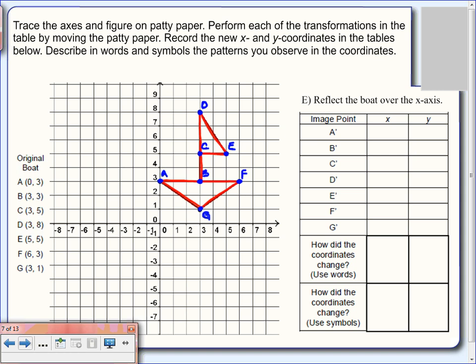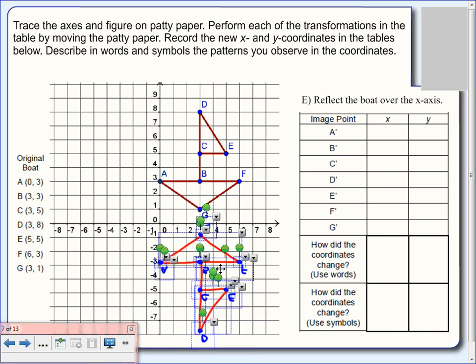Next one, E. E says for us to reflect the boat over the X-axis. So again, get your little sheet of paper, place it right over the boat. But this says reflection from geometry. What's a reflection? The flip. So what we're going to have to do is flip the boat so that it's on the other side of the x-axis. So I'm going to see if I can get a flip here. Flip. So if I do this right, I should get the graph that looks something like this right here. Okay? So flip here so that it's upside down underneath the x-axis. You'll also notice that it's 1 unit away from the x-axis, just like the original boat.